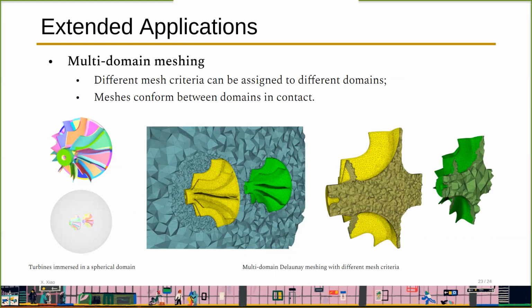We can also achieve multi-domain meshing, where different mesh criteria can be assigned to different domains, and the mesh elements conform between domains in contact. This is an example of two turbines immersed in a spherical domain. We applied different mesh criteria to the three domains.